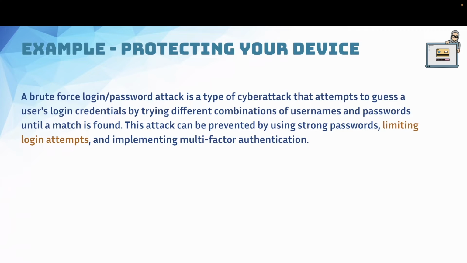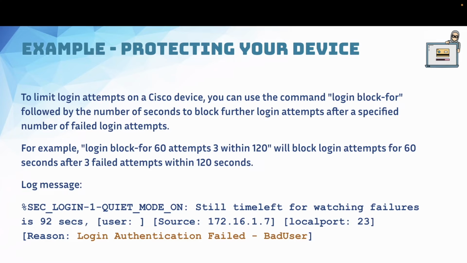This attack is preventable by using strong passwords, limiting login attempts, using unique passwords everywhere, and implementing multi-factor authentication. To limit login attempts on a Cisco device, you can use the command login block-for followed by the number of seconds to block further login attempts after a specific number of failed login attempts. You might also have heard of gradual backoff or gradual blocking mechanisms, where the first time you enter the password incorrectly 3 times, you get a 60-second lockout, and after that you get 120, you get 180, you get 240. You see where this is going. Every time, the time increases.